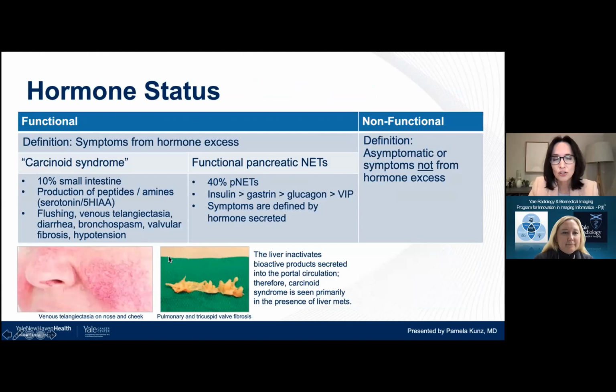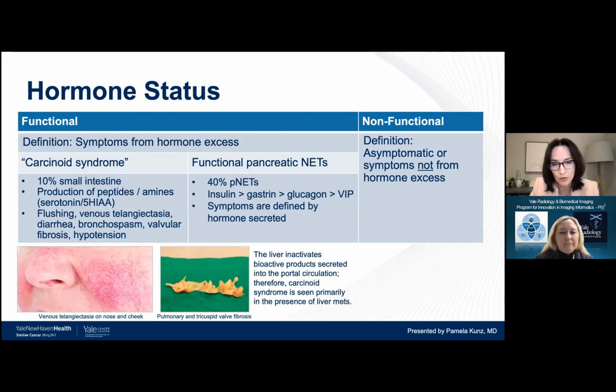So a functional neuroendocrine tumor is defined as a patient who has symptoms from a measurable hormone that's in either the urine or the blood. Carcinoid syndrome is a classic example of that. 10% of patients with small intestine NETs have carcinoid syndrome, and it's due to production of peptides and amines such as serotonin or 5-HIAA, and it can cause flushing, venous telangiectasia, as shown in this picture on the left, diarrhea, bronchospasm, valvular fibrosis, and hypotension.